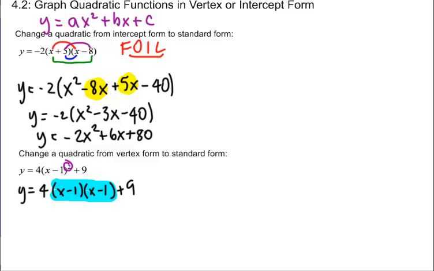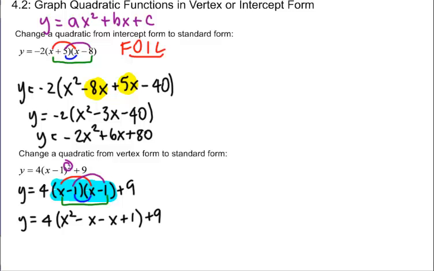Okay? So again, just like we did on the previous problem, I want to connect these two guys together. I want to multiply these two guys together, my first and my outers. I want to multiply my inners together, and I want to multiply my last terms together. Okay, so this is the setup for this particular guy. What does that give us? It gives us y equals 4 times x squared minus x plus 1, and all I did was move the colors.